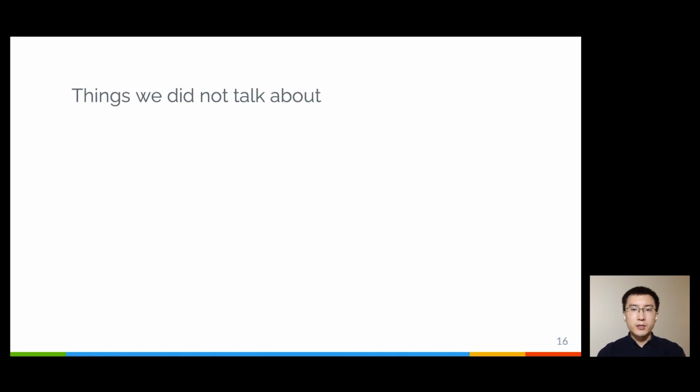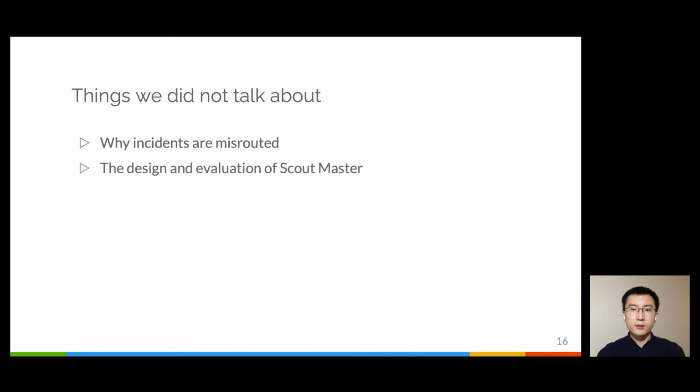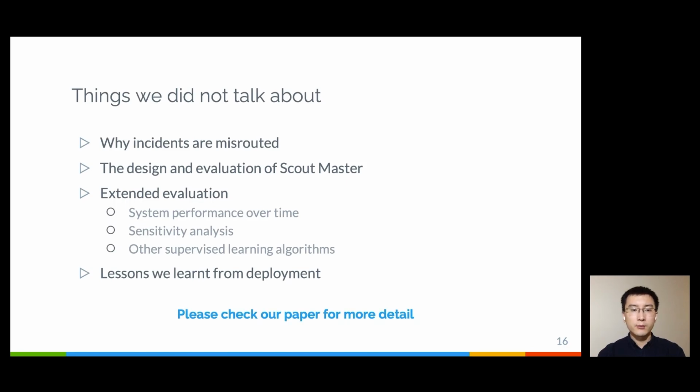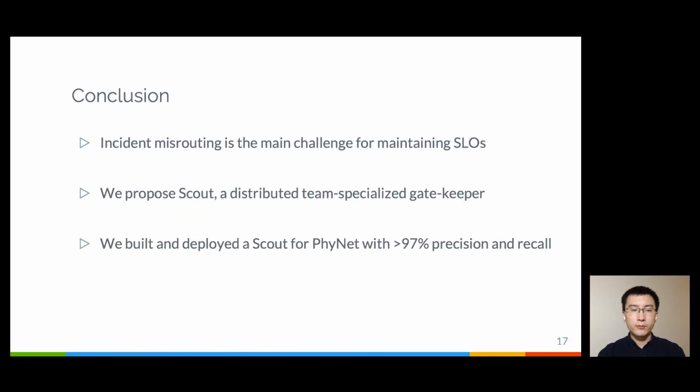Due to the time limitation, there are a number of things we did not talk about. The first thing is the investigation of why incidents are misrouted. We also did not mention the design and evaluation of a Scout master that combines multiple Scouts and summarizes their results together. We also didn't talk about the series of extended evaluations. At last, we also wrote down the lessons we've learned from the deployment. Please check our paper for more detail.